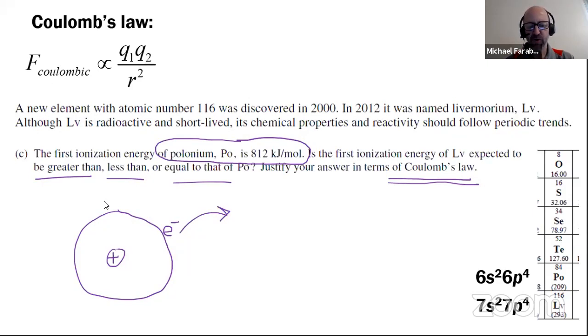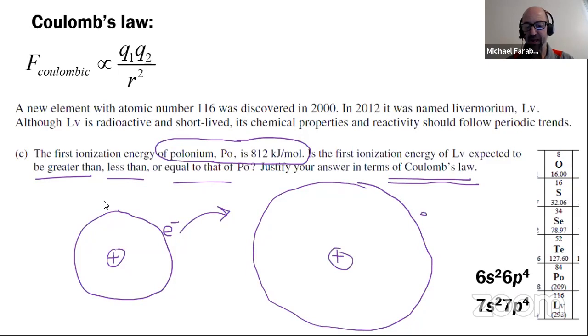So what do you think happens when you go from level 6, polonium, to level 7, Livermorium? Hopefully, you know that as you increase the energy level, the valence electrons are now going to be located farther away from the nucleus. So we're focusing on the distance. We're not talking about charge. We're not talking about protons. We're talking about level 6 versus level 7. And these electrons that are farther away from the nucleus are easier to remove.